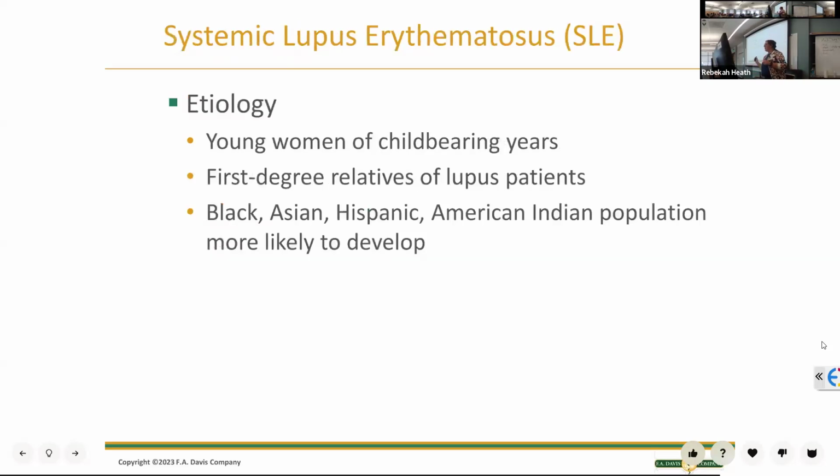So usually the typical lupus patient is going to be a young woman in her childbearing years. That's just what we often will see. Oftentimes there's a genetic component, where they have relatives that have lupus. And Black, Asian, Hispanic, and American Indian populations have an increased risk of having lupus overall.